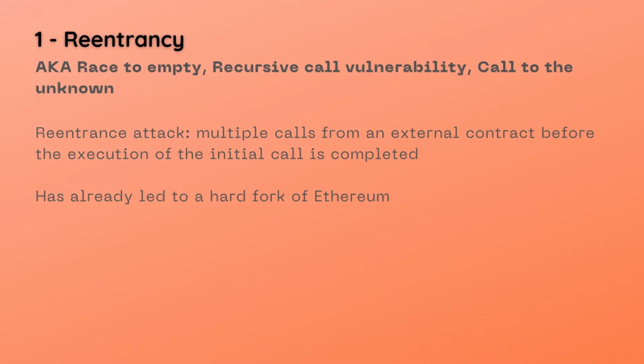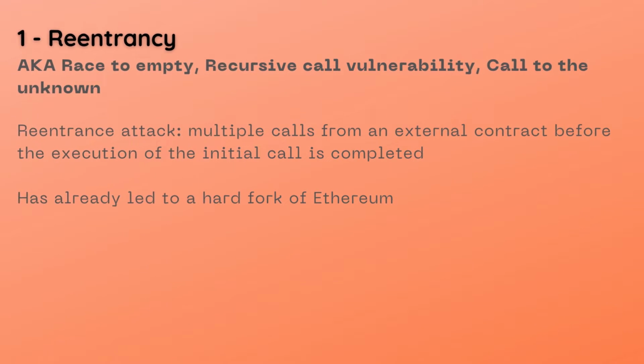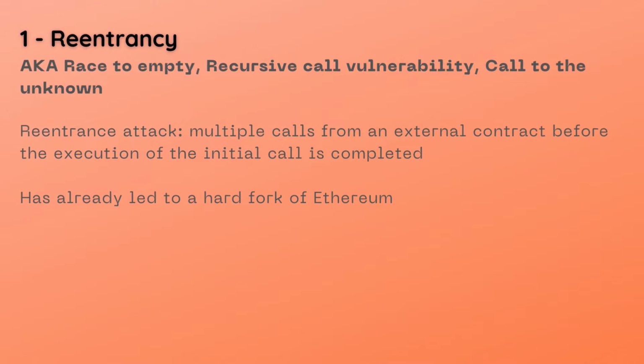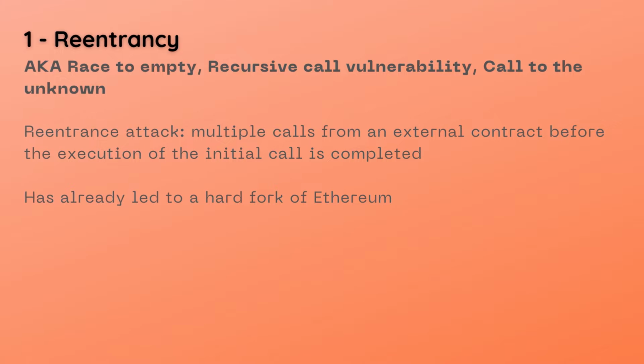In this category, there are smart contracts that are vulnerable to reentrancy attacks. Reentrancy attacks consist of making multiple calls to the calling contract from an external contract before its initial call execution is complete. The first reentrancy attack on Ethereum led to a hard fork of the blockchain.